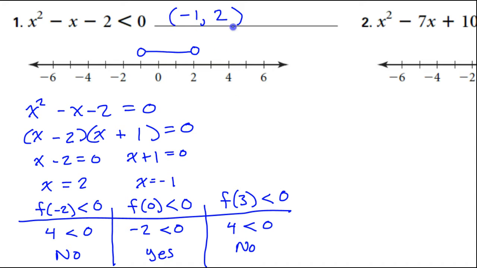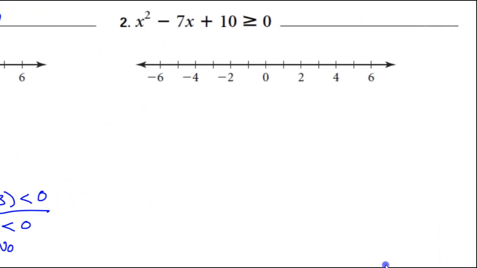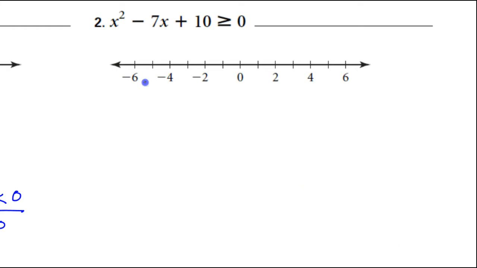Notice that this looks just like an ordered pair, like the point -1, comma 2 on the xy plane, but in this context it means the interval from -1 to 2. All right, now let's just keep going with our practice and roll right on into problem number 2.